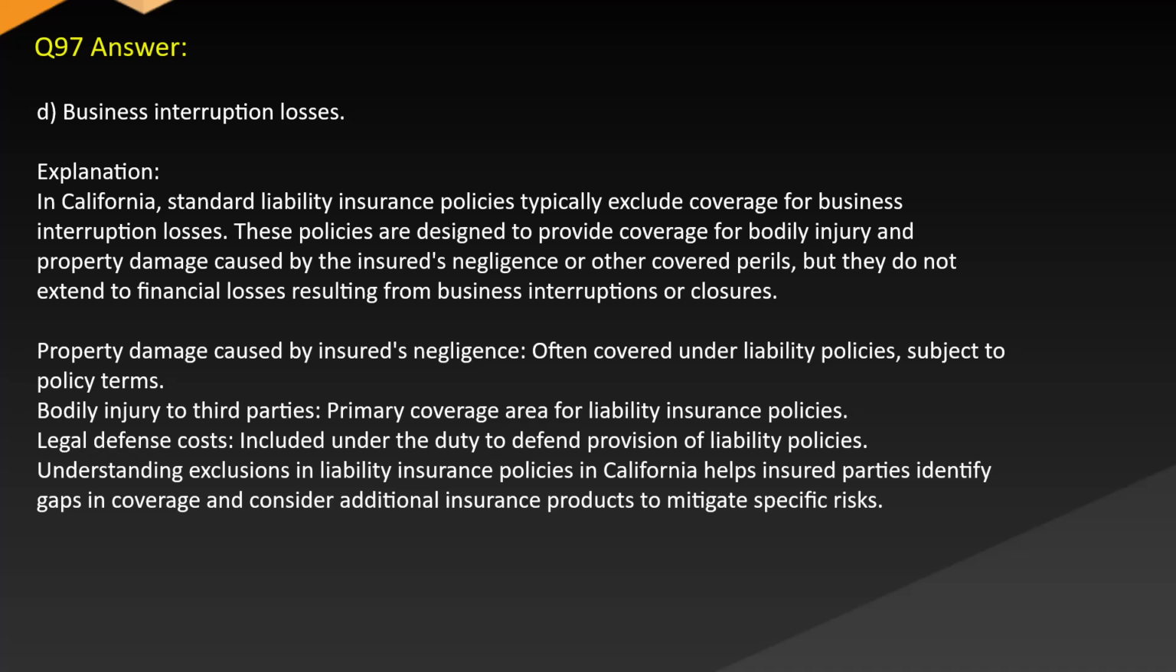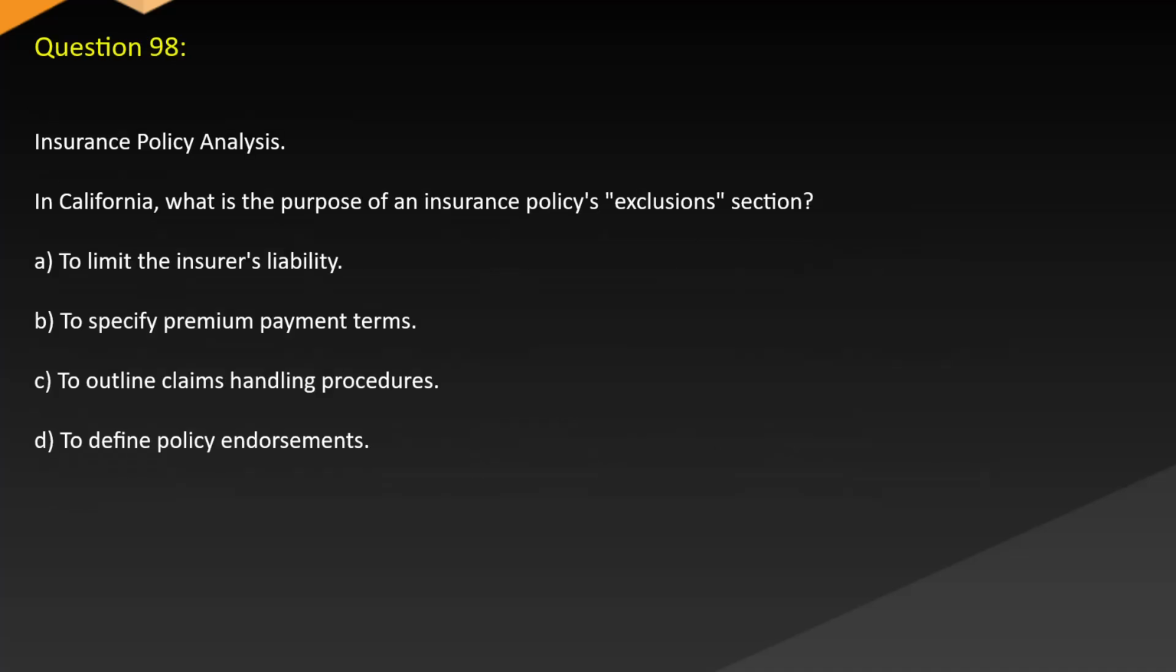Property damage caused by insured's negligence, often covered under liability policies, subject to policy terms. Bodily injury to third parties, primary coverage area for liability insurance policies. Legal defense costs, included under the duty to defend provision of liability policies. Understanding exclusions in liability insurance policies in California helps ensure parties identify gaps in coverage and consider additional insurance products to mitigate specific risks. Question 98.